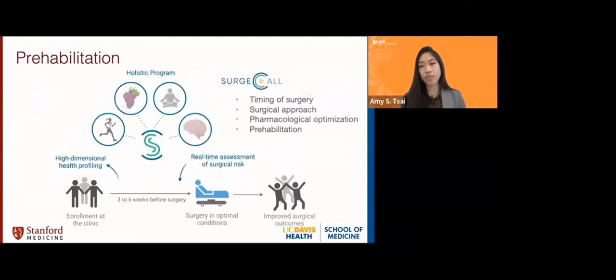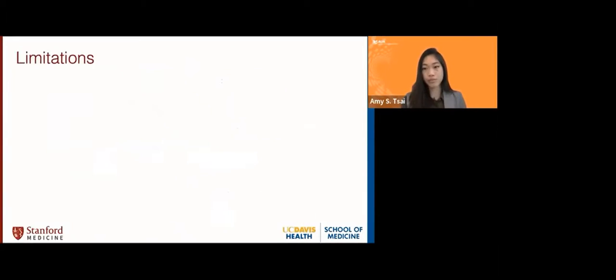Now, this allows for promising interventions prior to surgery, such as prehabilitation. In our current clinical trial, patients are recruited and enrolled in a rigorous 3 to 6 week prehabilitation program in which their fitness, nutrition, meditation, as well as cognition are optimized. Preliminary data has shown improvement in surgical outcomes.